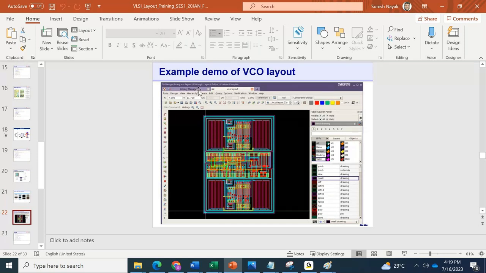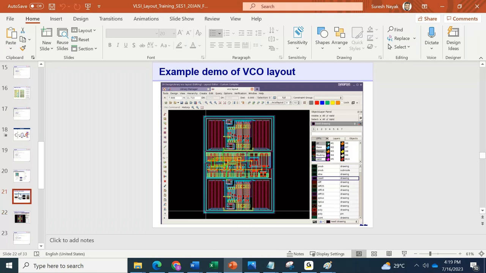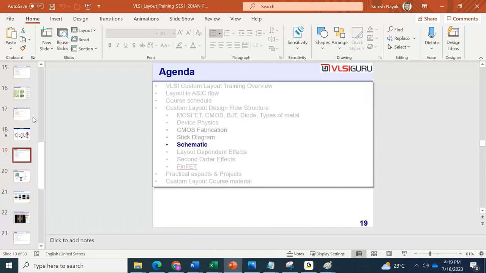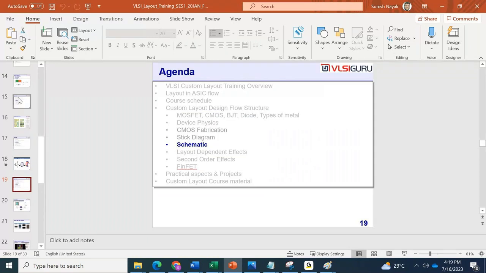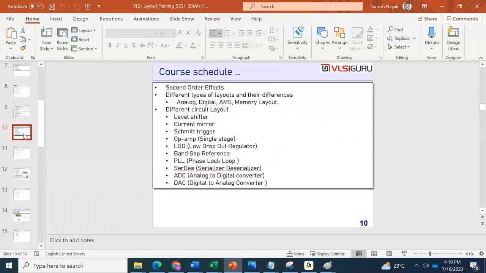This is a screenshot of our tool, how it will look. Any project, like this VCO, voltage controlled oscillator, is part of a PLL. I'm not going into that much detail. Anyhow, inside the PLL you will see it. So this is a big project.